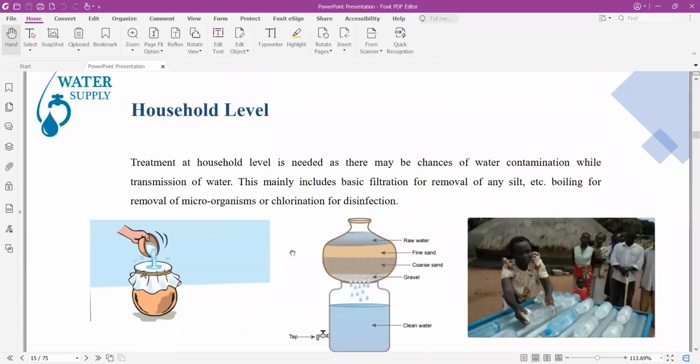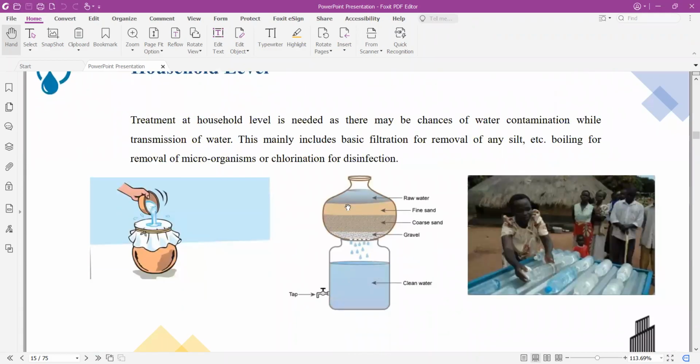So water can also be treated at a household. The ceramic pot can also be used by providing fine sand, coarse sand, and gravel, and by passing water through these different layers, and also providing pores at the bottom to collect the water in a bucket. Any type of system is then provided at the bottom of that ceramic pot in order to filter the water, and that water can be used for drinking purposes.